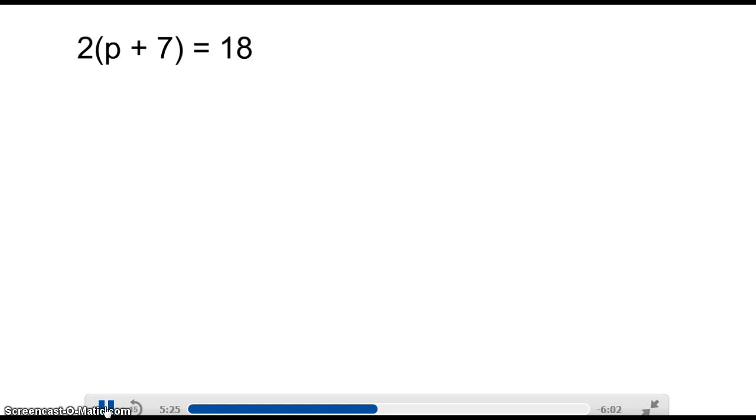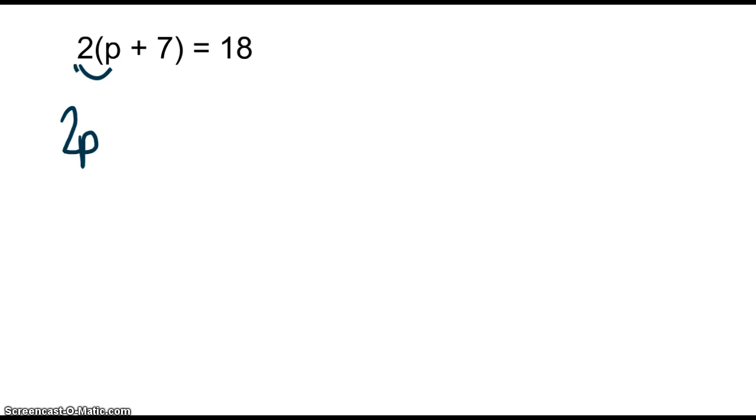Our next one, we have 2 times p plus 7 equals 18. So we're taking 2 times p, which gives us 2p, and 2 times a positive 7, or plus 7, which gives us plus 14, equals 18.